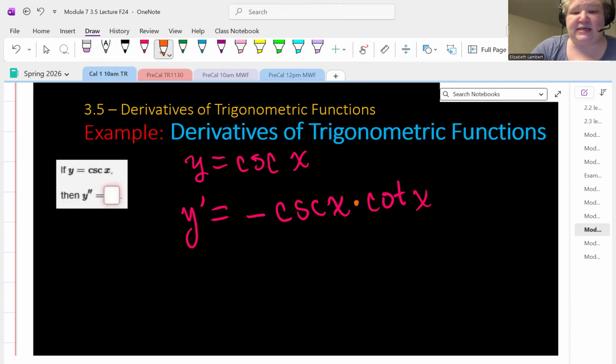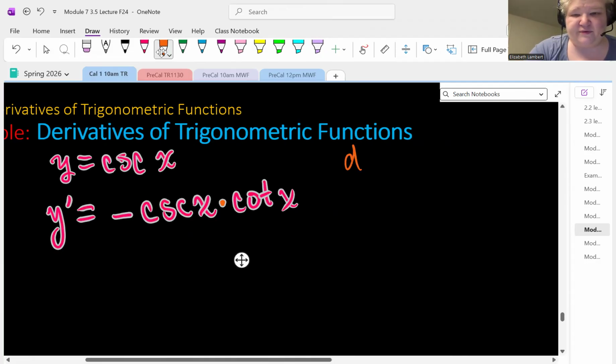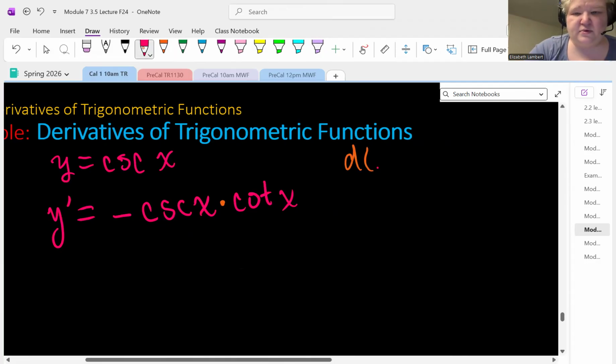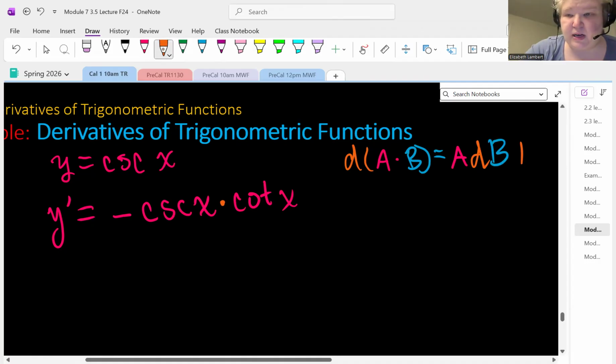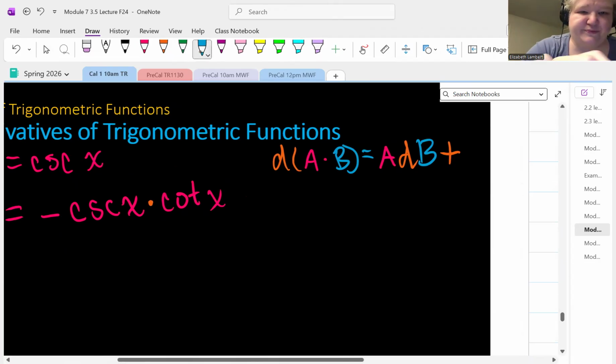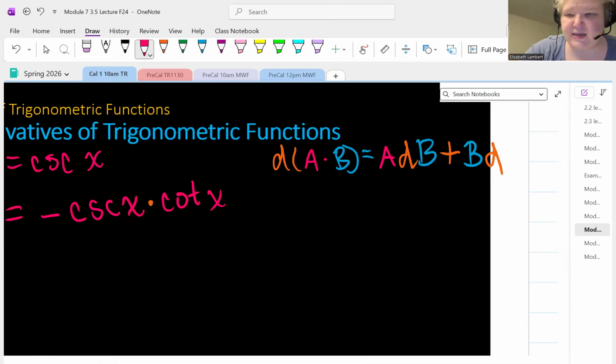I'm going to write it with the d's. So the derivative of a times b, I'll do a little color coding this time. This is a db plus b dA.